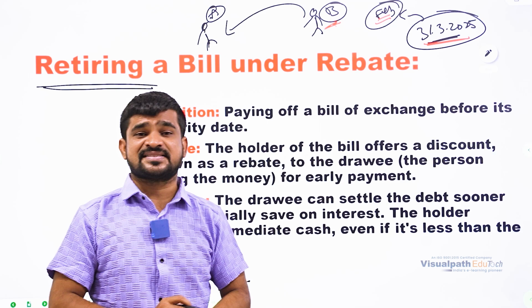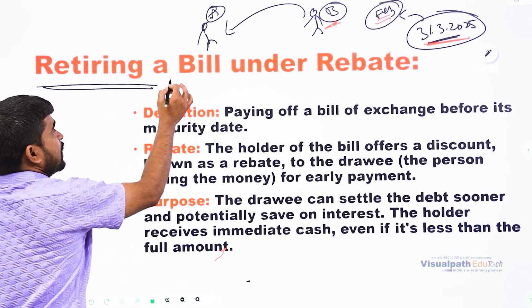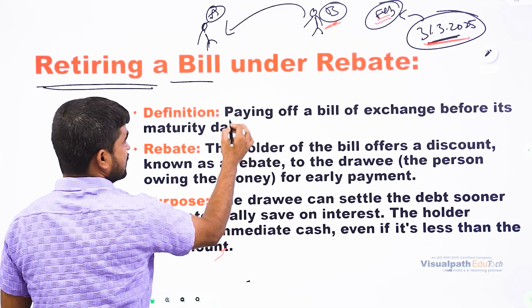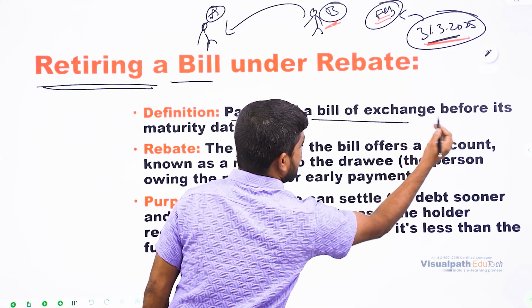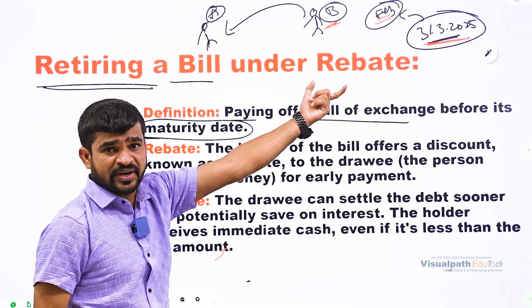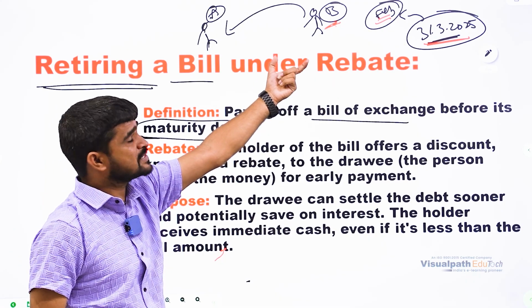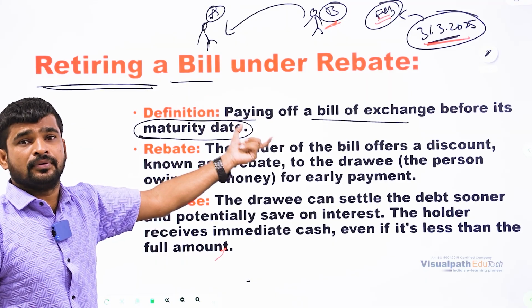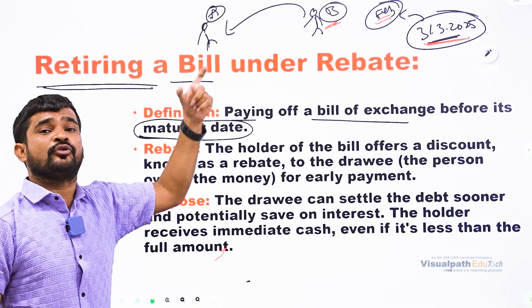So that kind of facility is called what, beta? Bill rebate. Bill rebate means what? Now we will discuss the definition. Paying the bill of exchange before its maturity date. That is only what I told. What is the maturity date? 31st March 2025, but he is paying in the month of February only. That's the reason he is asking, I am going to make the payment before the maturity date.